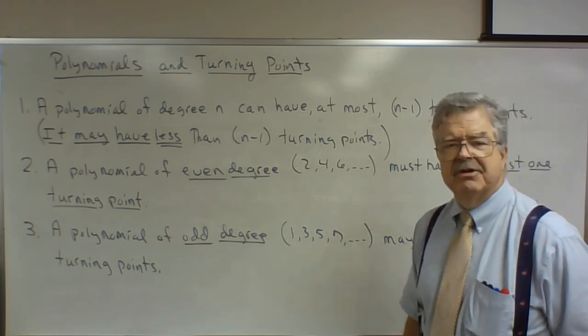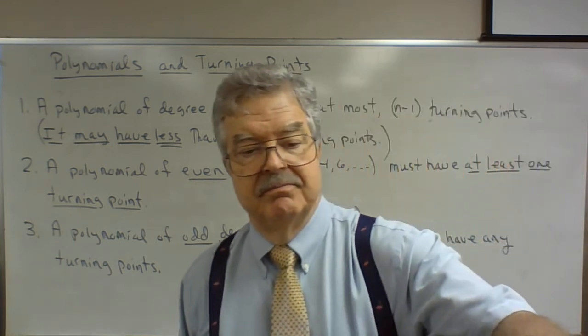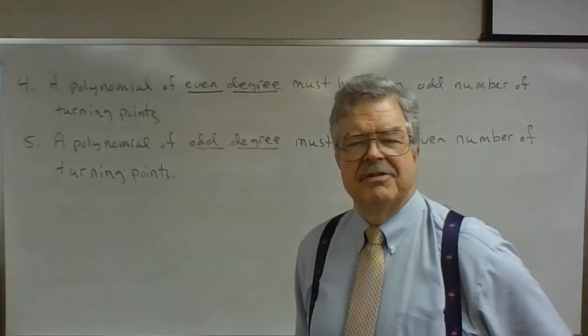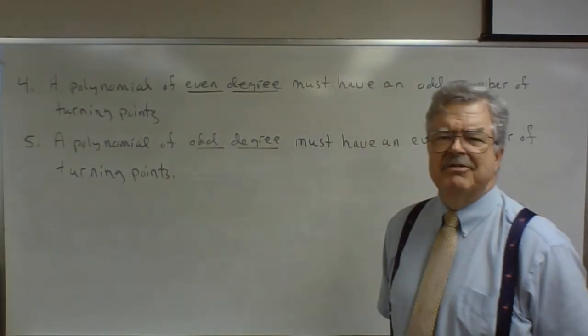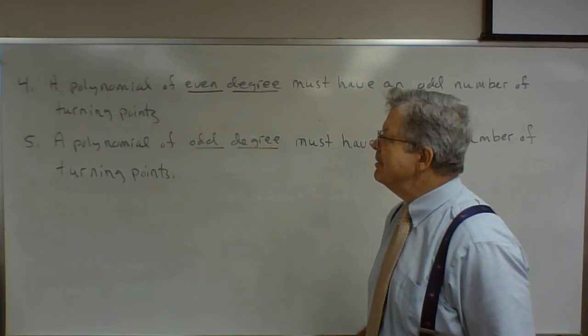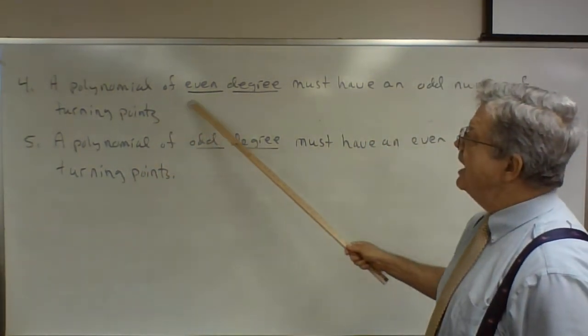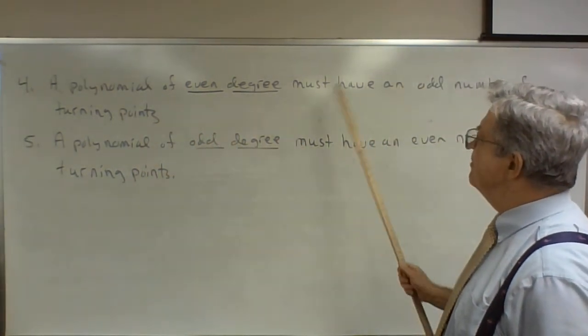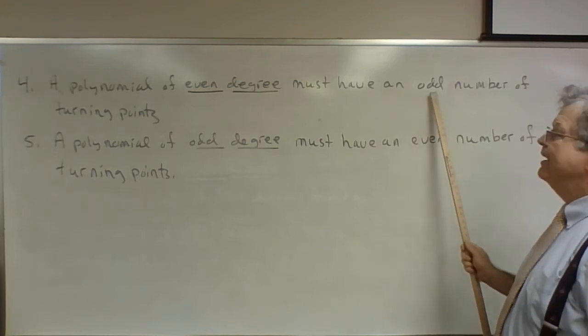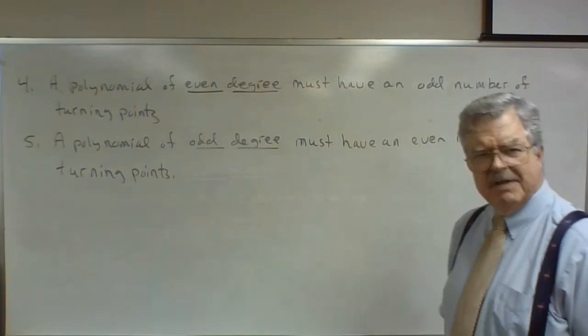Let's just look at a few scenarios. Something else, I'm not sure I mentioned this a minute ago or not, but let me mention it. A polynomial of even degree must have an odd number of turning points.